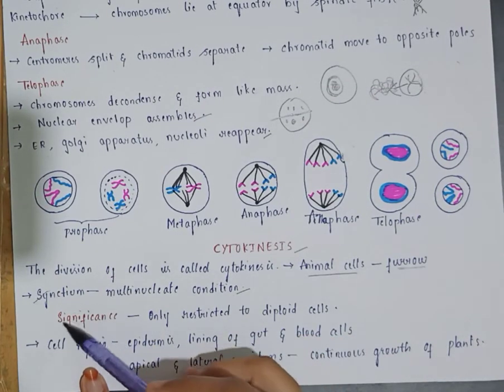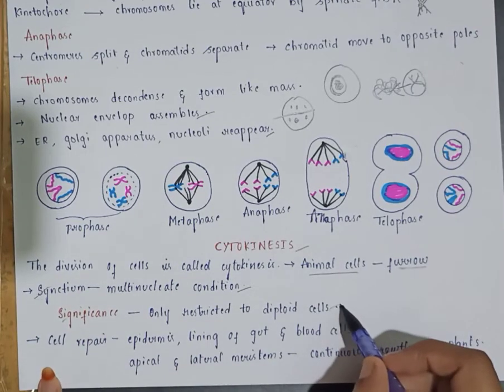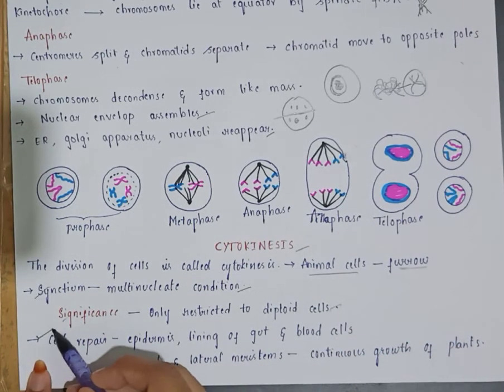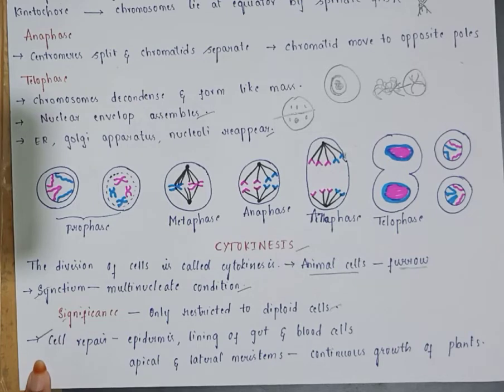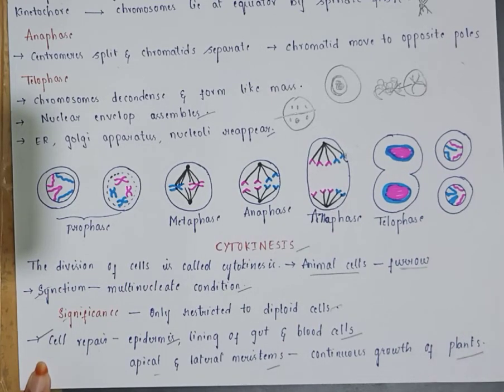The significance of mitosis is that it is restricted to diploid cells, and it is also useful for cell repair. Means if any cells are damaged, mitosis is useful for replacing the lost cells. It is called cell repair. It is present in the epidermis, lining of the gut and blood cells, and in apical and lateral meristems, and these are useful for the continuous growth of plants.